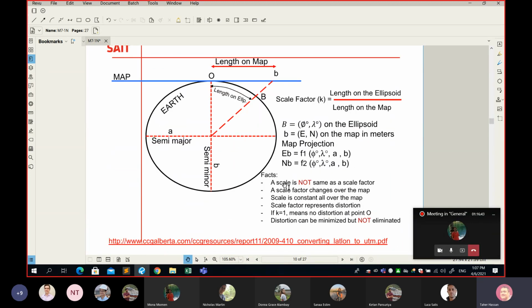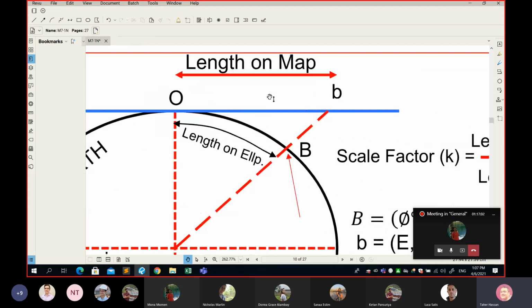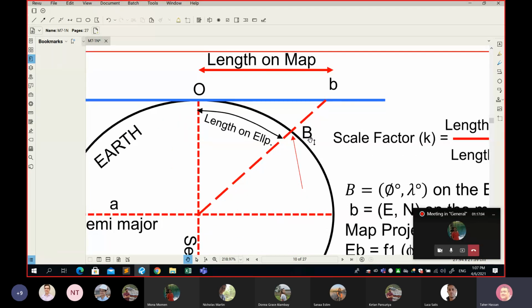Watch this. Here is a very interesting picture. The black surface is your Earth, which looks like an ellipsoid with a semi-major and semi-minor axis. Let's take an example of point B. Where does it exist? I'll zoom in. It's simply on the surface of the Earth here. Now, where is my map? My map is this flat surface in blue.